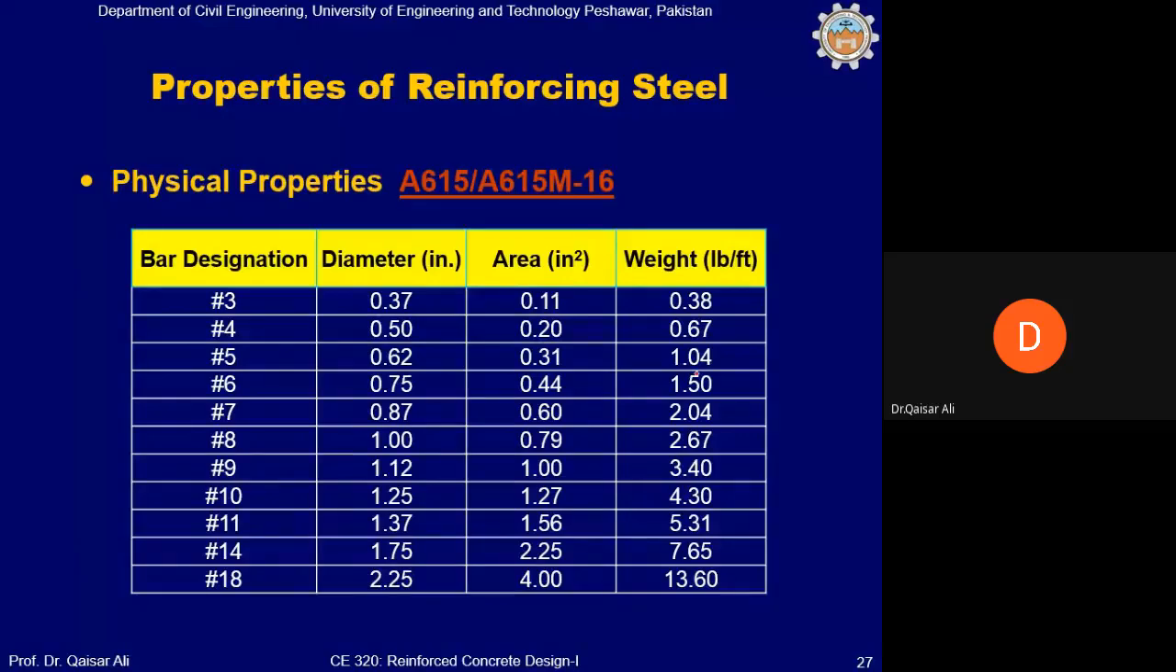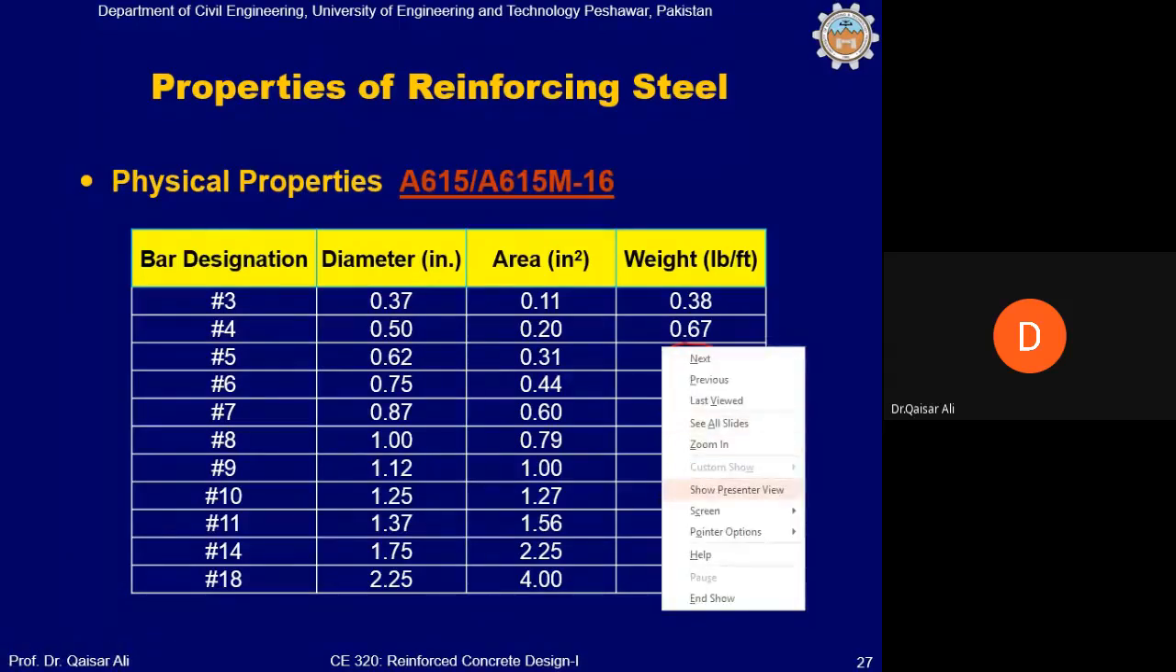Number 5 bar, how can we calculate this? The weight of number 5 bar is 1.04 pound per foot. Okay, we can do it like this, for a 1 foot bar, because you see, this is important.